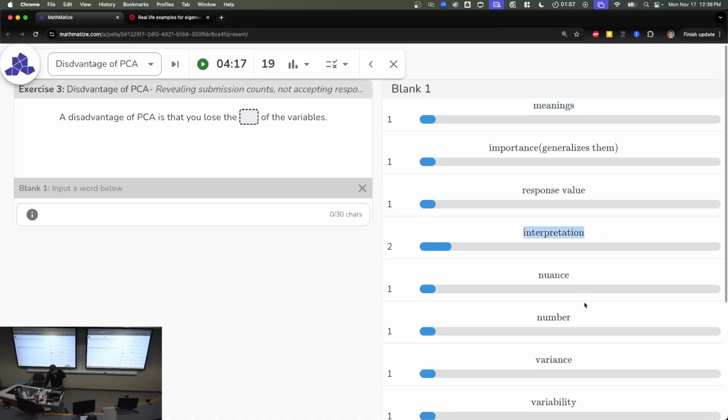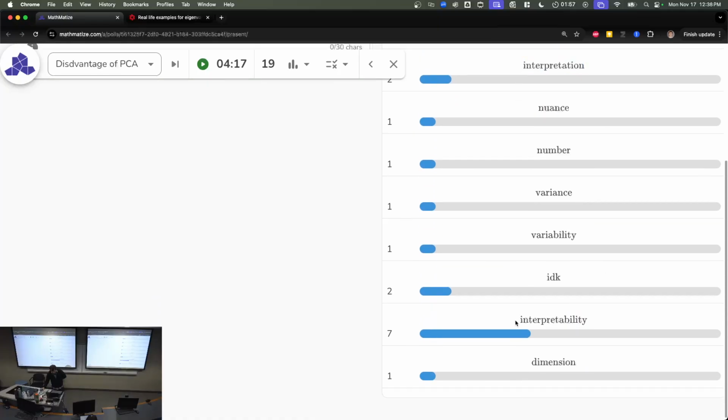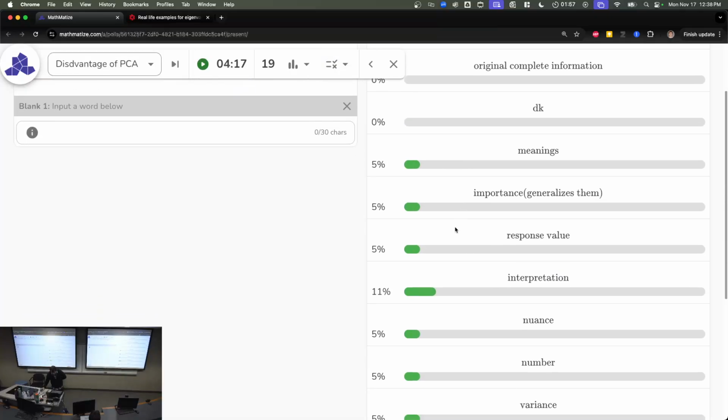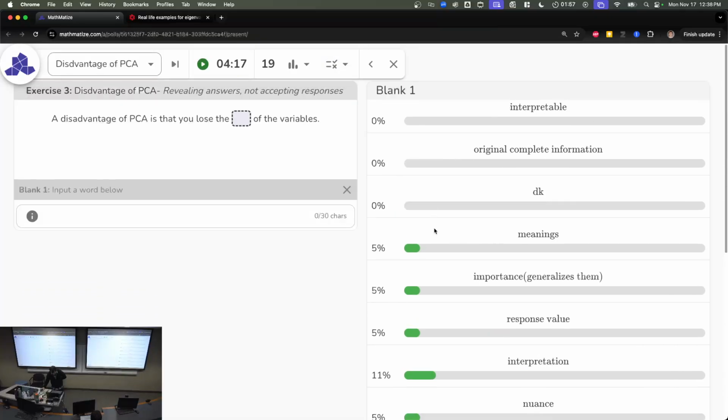Meanings, interpretation. That is interpretability. This is very, very nice. This is absolutely correct. What did I write? I wrote something like that. Look at all these. I guess I left everything as correct.